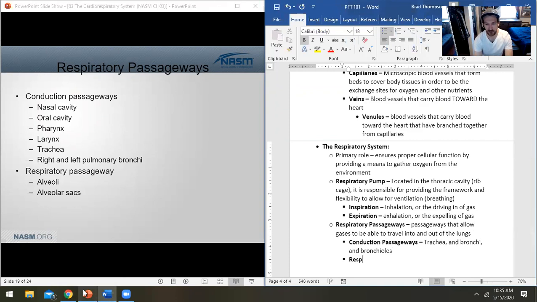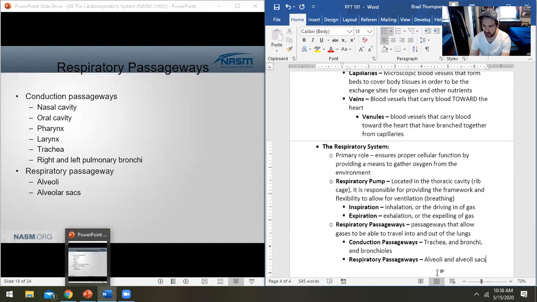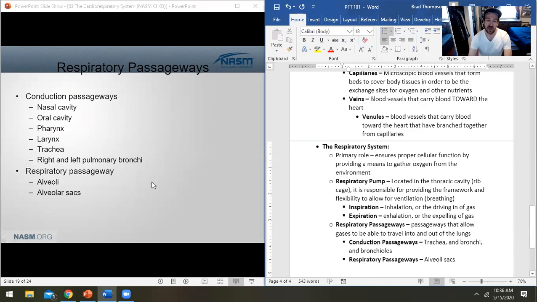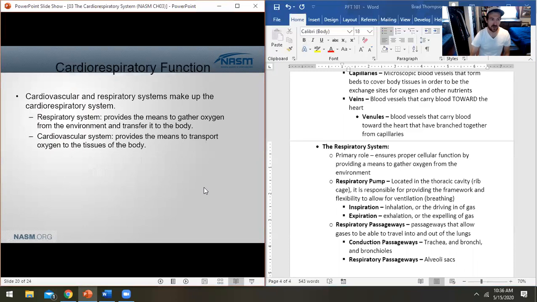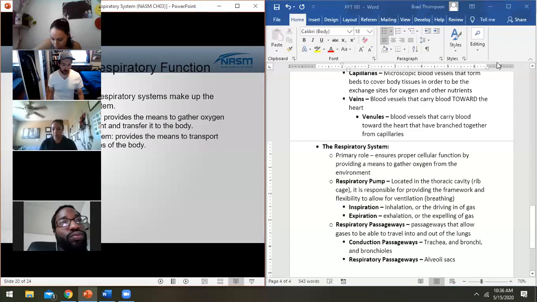Then you've got your respiratory passageways, which are going to be your alveoli and alveoli sacs, right? Actually, we can just put alveoli sacs. So the little sacs covered in blood vessels, right? So that is the anatomy of everything. We've kind of labeled everything out now. And that's really most of what they're going to ask you questions related to. They just want to know that you know these structures in these chapters.